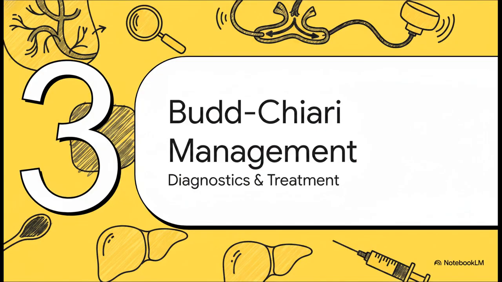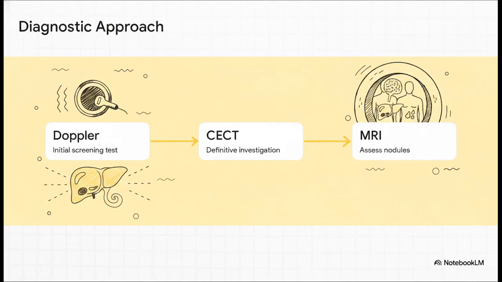All right, let's move to Section 3, Budd-Chiari diagnostics and interventions. We need to make sure the precise ordering of these diagnostic modalities is perfectly clear. The exact procedural pathway for diagnosis here is strictly non-negotiable. Hepatic venous Doppler is always your initial screening tool. But don't stop there. A contrast-enhanced CT, or CECT, is absolutely the definitive investigation of choice for confirming the extent of the thrombosis. An MRI? That's reserved specifically for instances where you need to assess for the presence of hepatic nodules or underlying hemorrhage.